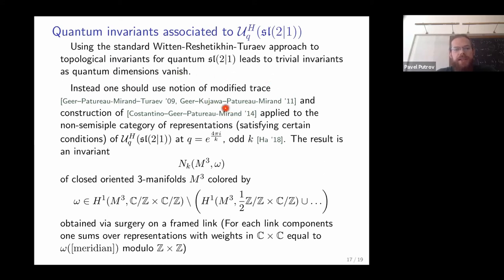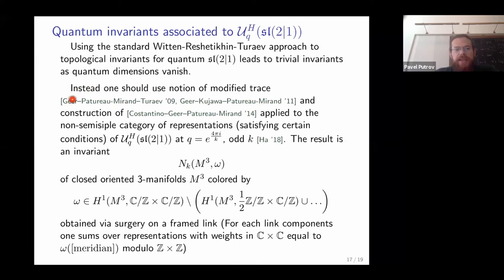And use the general construction of Costantino, Geer, and Patureau-Mirand, which is a general construction one can apply to certain non-semisimple categories. In this case, this non-semisimple category is a category of representations satisfying certain conditions of what is called the unrolled version of quantum SL(2). When we take q, well, there is some subtlety with normalization, but if we take q such that the square root of q is a root of unity. The particular case corresponding to SL(2) was worked out by Ha.